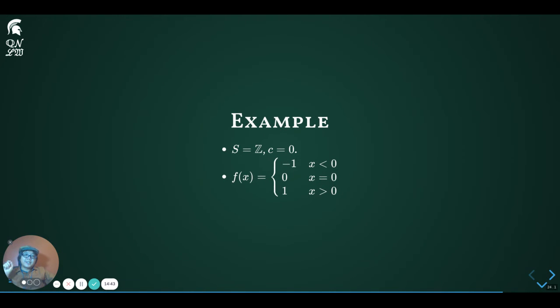Let's give one more example before moving on to other stuff. For this example, we will take the domain set to be the integers Z. Still, the point c is 0, which is an integer. Our function is the same function from the first example, which gives -1 to the left of the origin, +1 to the right of the origin, and 0 at the origin. Notice, once again, we have a domain that does not contain any intervals.